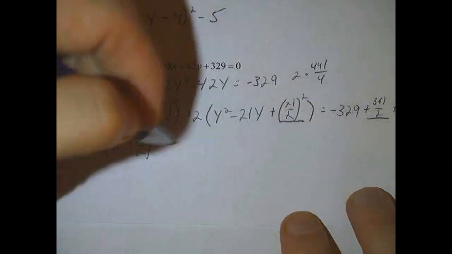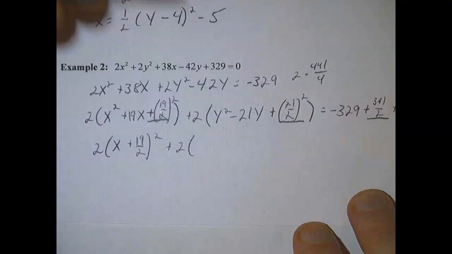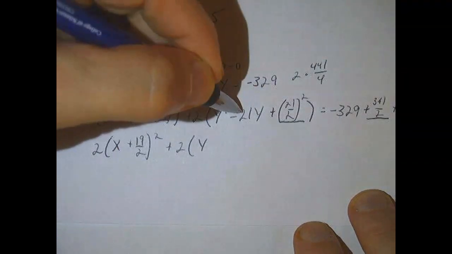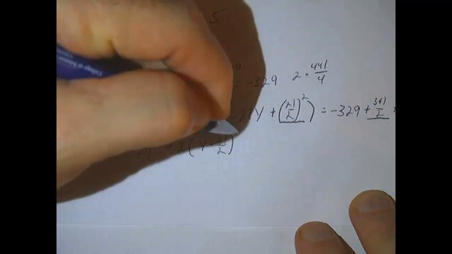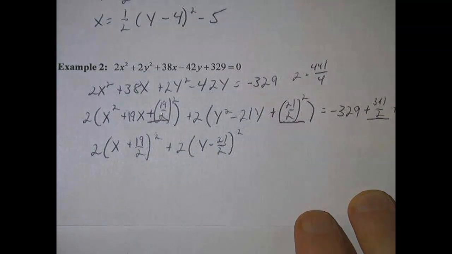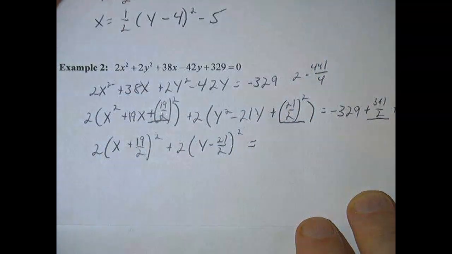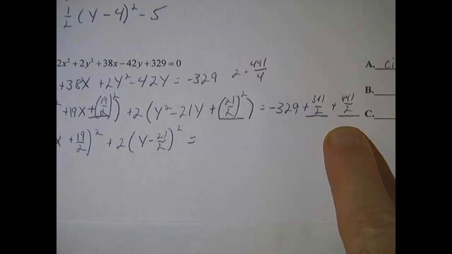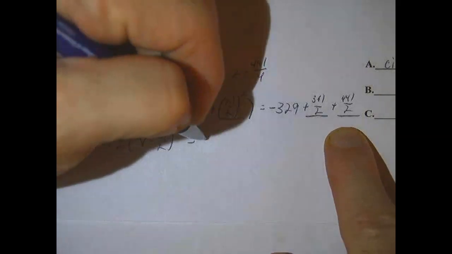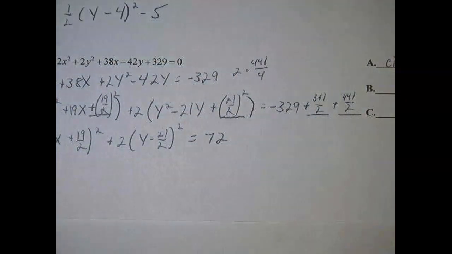All right, same thing for this one. So plus 2 times y minus, this time it's minus 21 over 2 squared. All right, and that equals the sum of all this stuff together. When we add all this together, we get a nice number. We actually just get 72. Try it. Okay, 72.